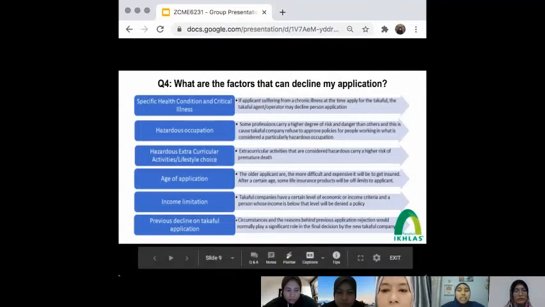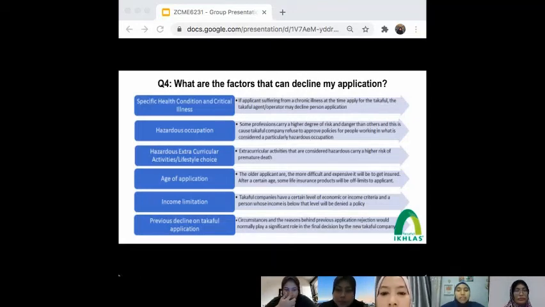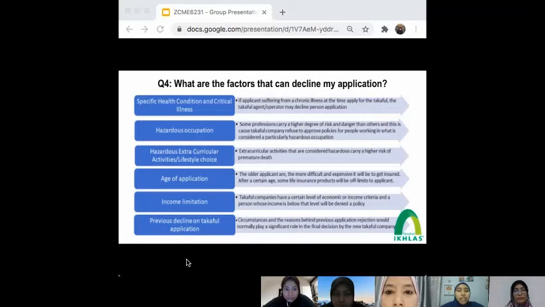So the next one is income limitation. Takaful companies have a certain level of economic or income criteria, and a person whose income is below the level will be denied a policy. The main reason for this restriction is that it can result in issuing a large number of small policies that reduce premium flows.